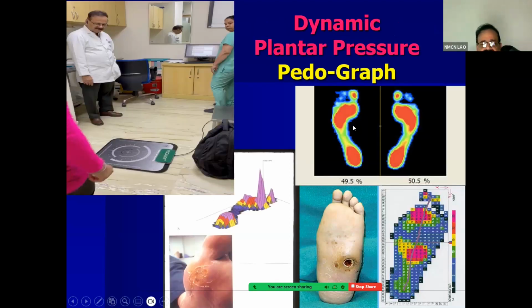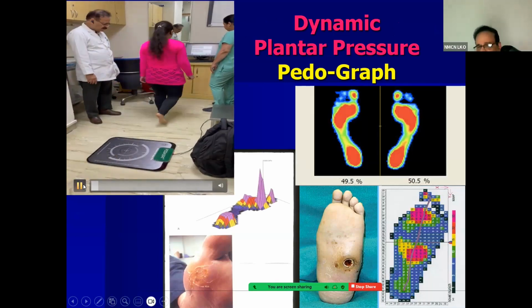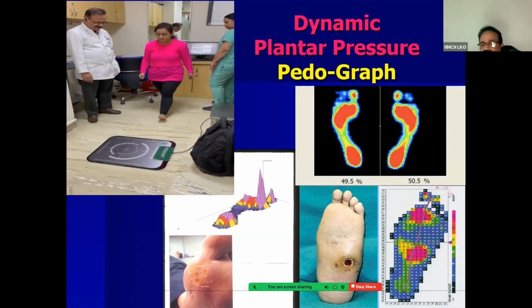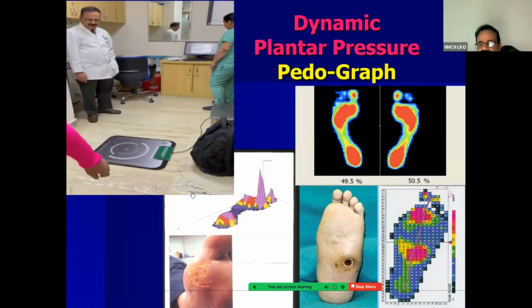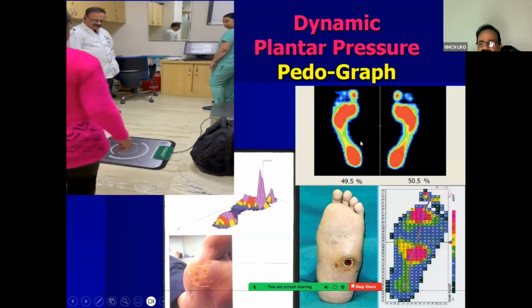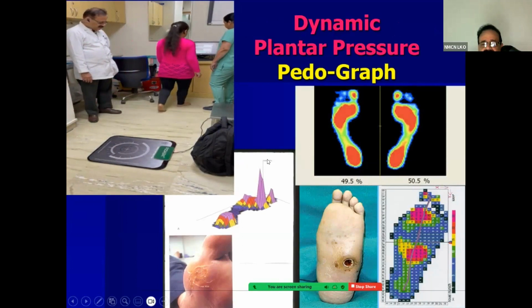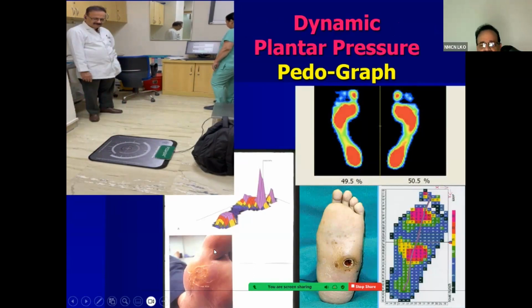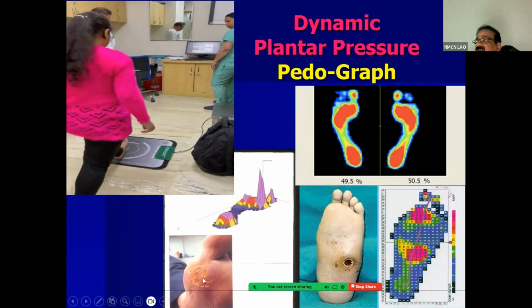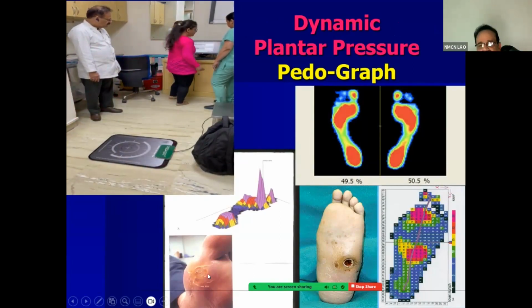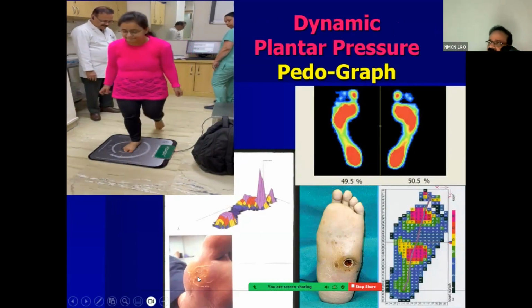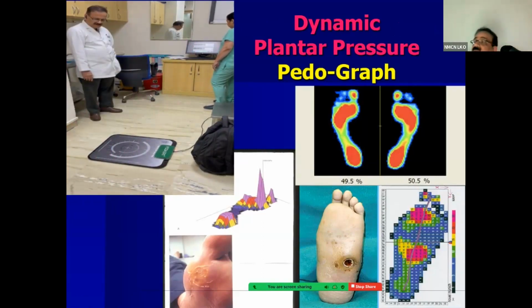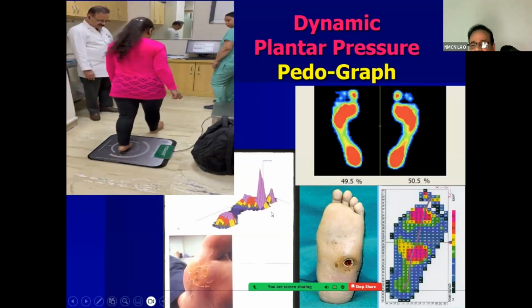And this shows how to measure the dynamic plantar pressure. We make the patient walk over the platform, and we get this type of photographs. You can see, this is a peaks and trough diagram. You can see the higher the peak; here the patient has a callus under the head of the first metatarsal. So as I told you, the pressure under the callus or the corn is 20-30 times higher. So you can see the pressure is higher.